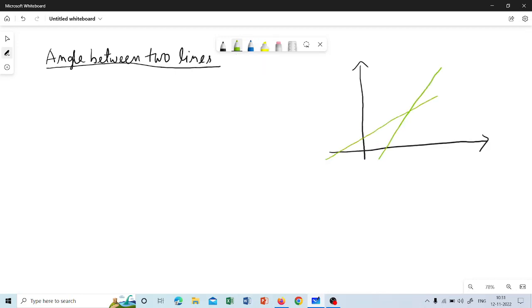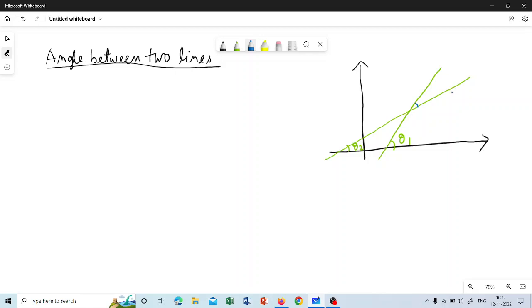Let the lines be like this. These two lines are intersecting each other, and this angle is theta 1, and let this angle be theta 2, and we want to find the angle of intersection, the angle between two lines. Now you can say there are so many angles. How will we find the angle between any two lines? How will we determine it?